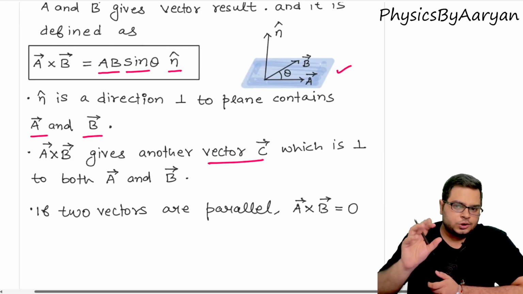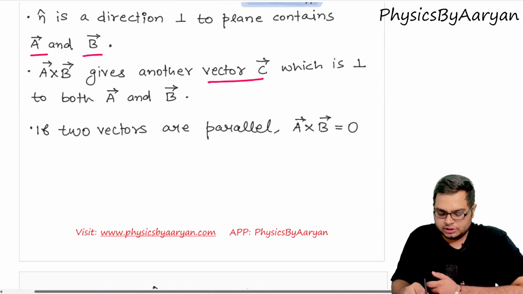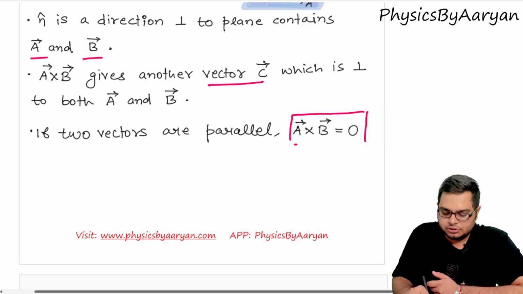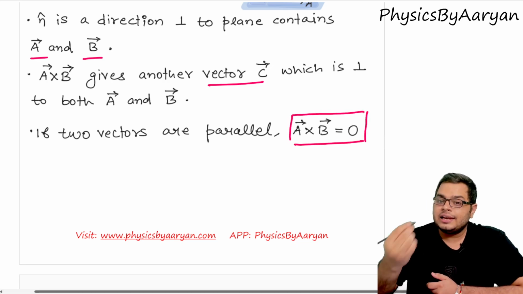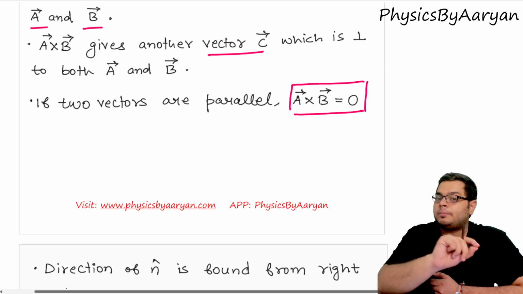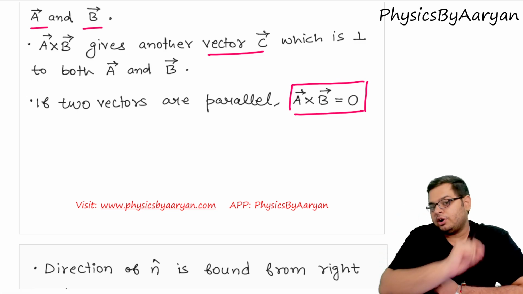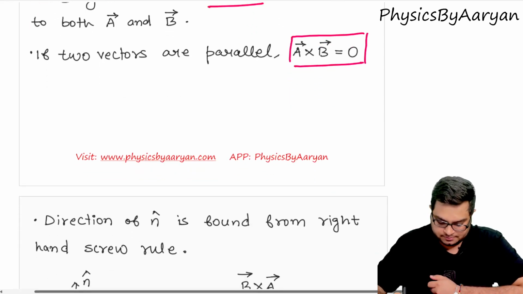So if two vectors are parallel, so let's say there are two vectors which are parallel to each other, then their cross product will always be zero. In the last lecture, we learned that if two vectors are perpendicular, then their dot product is zero. But if two vectors are parallel, then their cross product is zero. So that is very important.